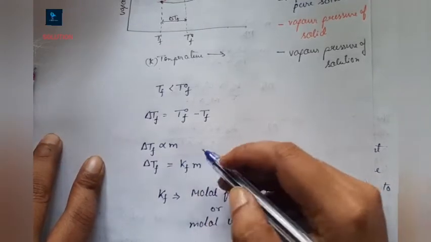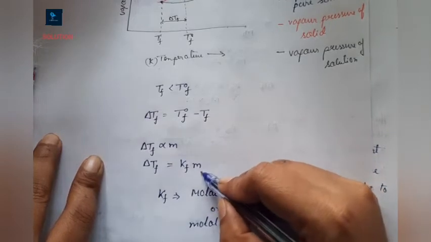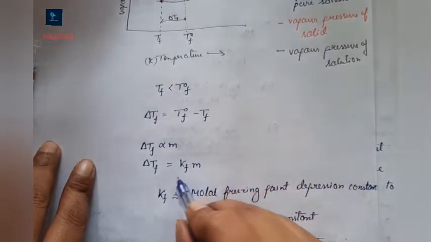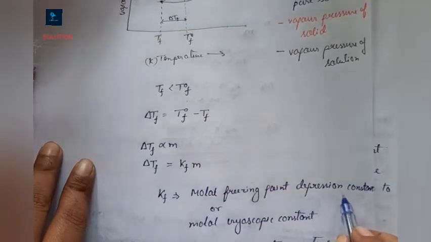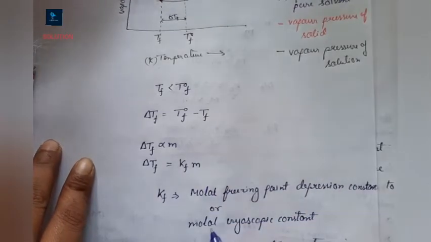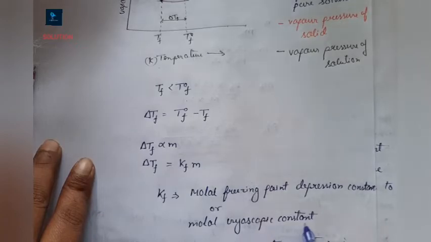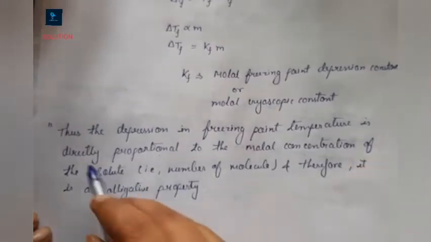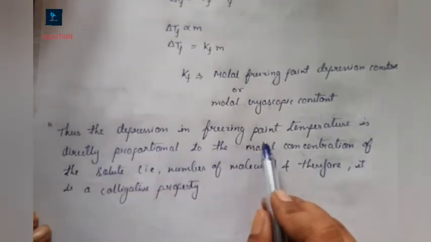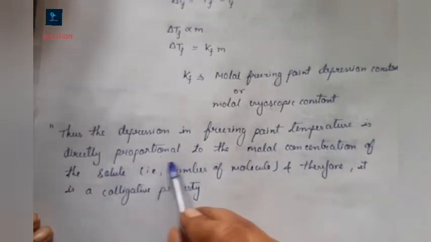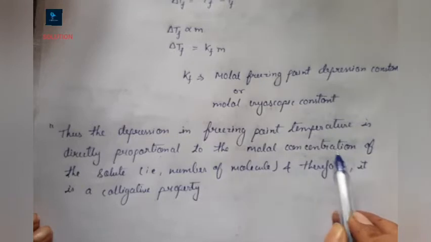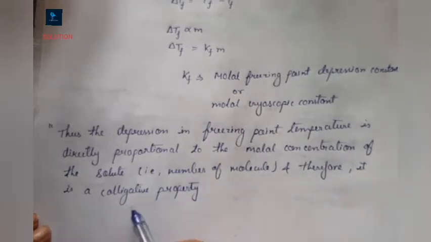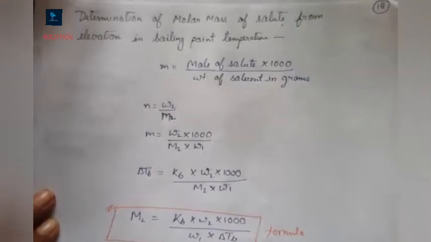When you remove the sign of proportionality, it becomes equal to Kf. This is the molal freezing point depression constant, or molal cryoscopic constant. So the depression in freezing point is directly proportional to the molal concentration of the solute, that is the number of molecules, and therefore it is a colligative property.